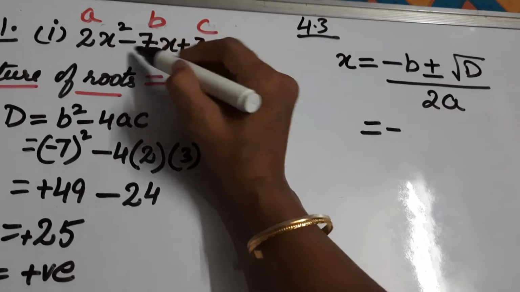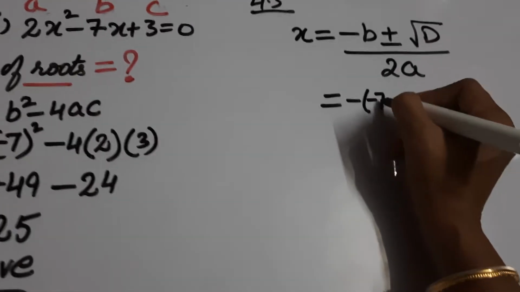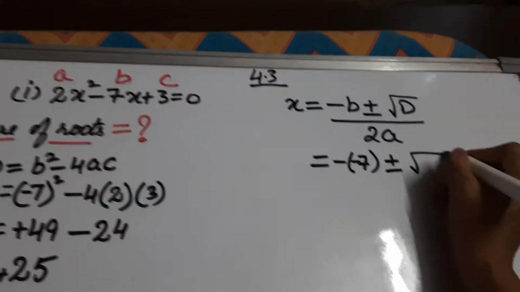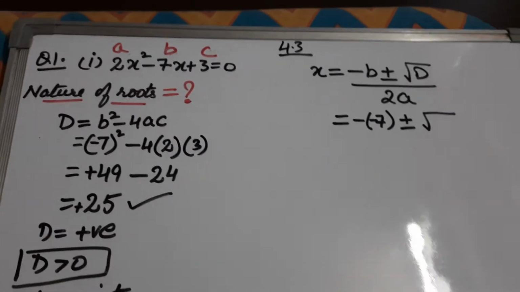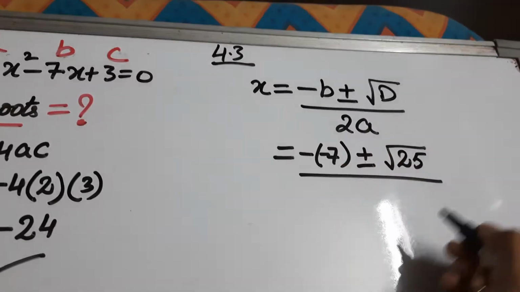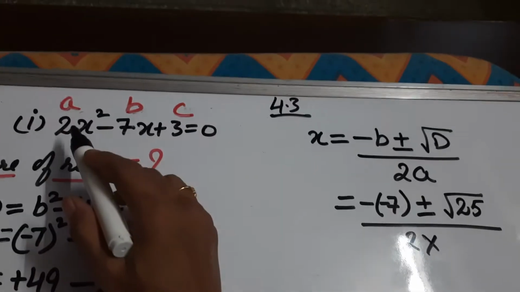Minus 7. Its minus is different, son, the formula's minus is different. So let us put the bracket, minus 7, plus minus under root D. So what is D? We have solved D. This is D, 25. So let us put it in the square root and divided by 2 into a. What is a in the equation? It is 2.